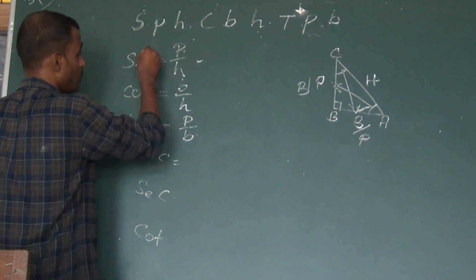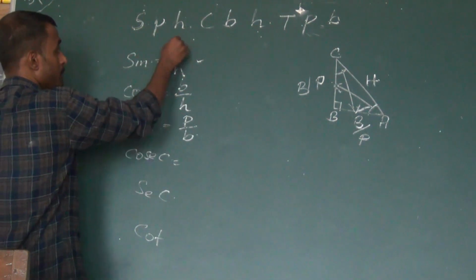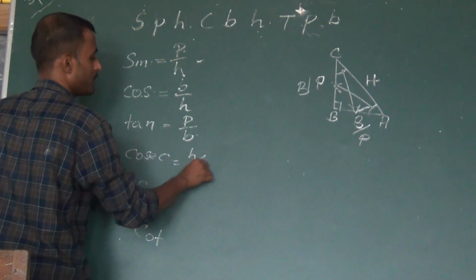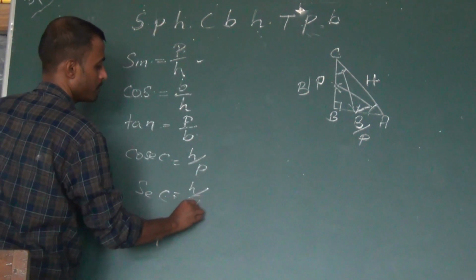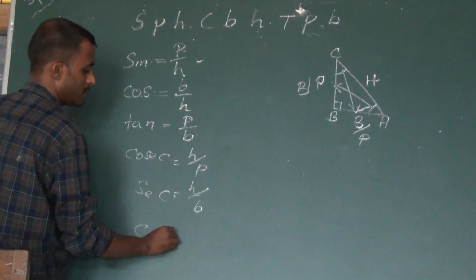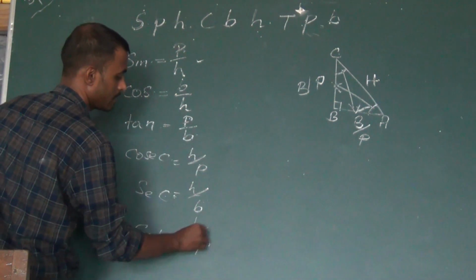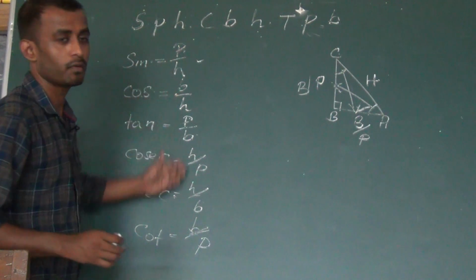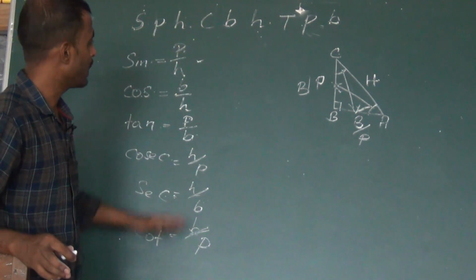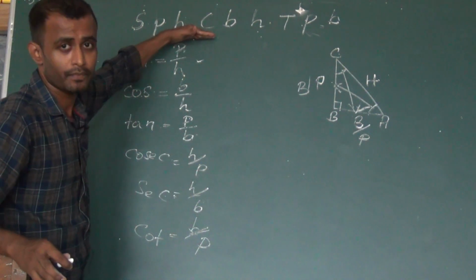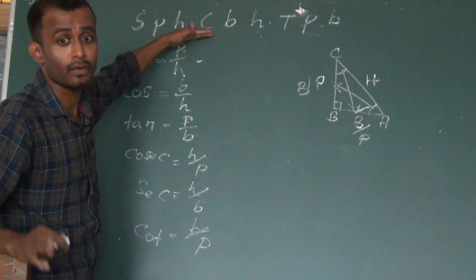Cosec means the reverse of sin is cosec. Ulta. Sin is P by H, so cosec will be H by P. Cos is B by H, so sec will be H by B. Tan is P by B, so cot will be B by P. I hope you understand these formulas. If you know this, it's very easy to understand. I'll rub this, I'll just keep this one the same. You can refer to the formulas from here while solving the exercise questions.